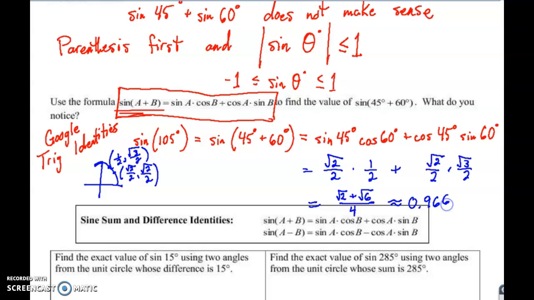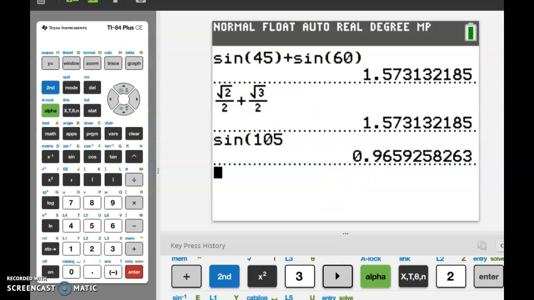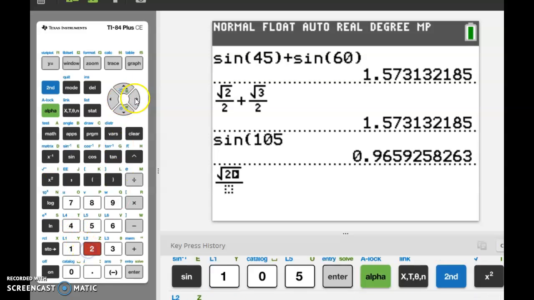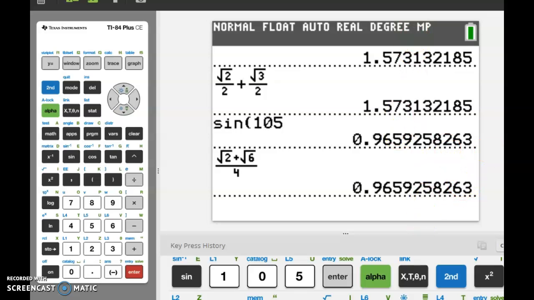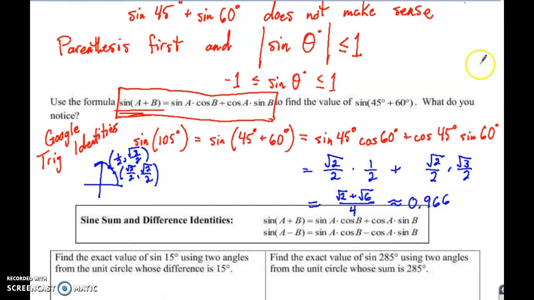And let's go to a calculator and just verify that. Let's see, there's my calculator. Okay, so alpha, make my fraction, root 2 plus root 6 all over 4. You get the same exact value, so we can do this. We can do a lot of different angles now that do not have to be on the unit circle.